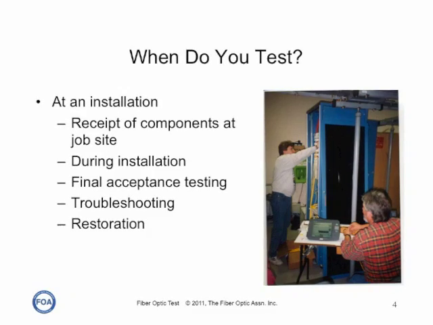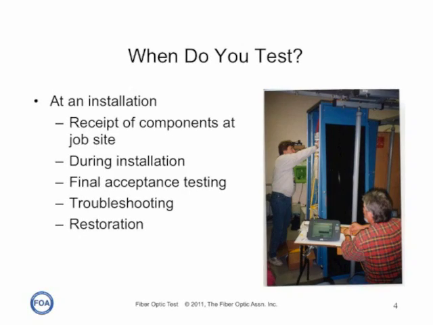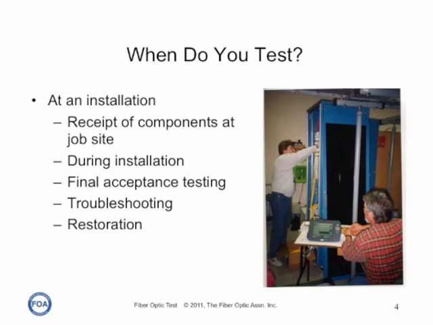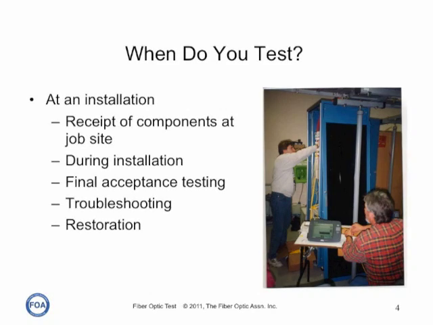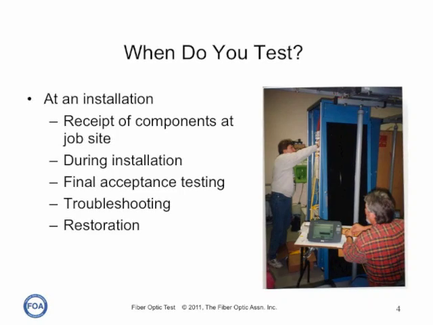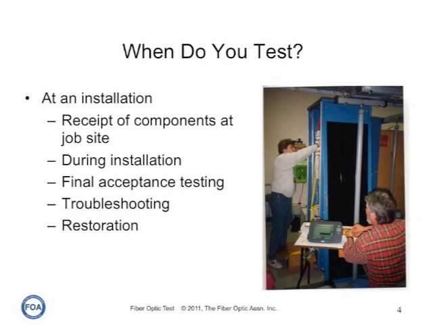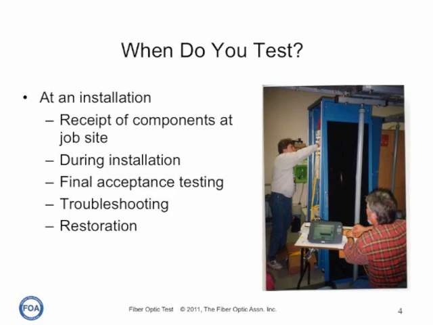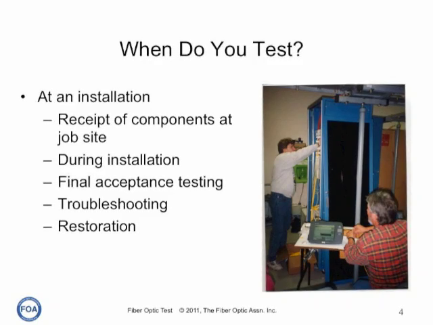When components are tested at an installation, they'll generally be first tested upon receipt, generally at the job site, to make sure that the proper components have been received. They'll be tested again during installation, for example, when splices are made or connectors are put in. There'll be final acceptance testing after the complete cable plant is finished to make sure that it meets its loss budget. If there's a problem, there'll be testing for troubleshooting and finding it during the installation. And of course, later on, there'll be testing for restoration in case something happens, like a cable cut, that requires the cable plant be repaired.